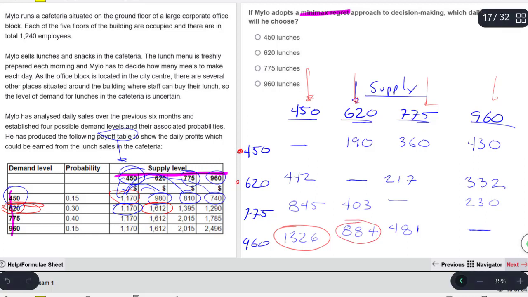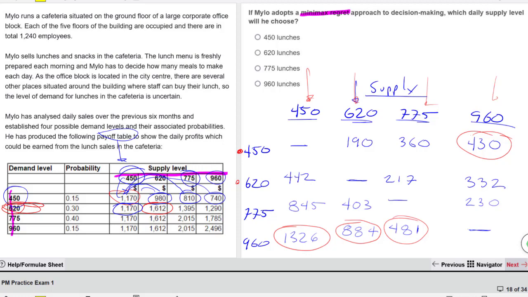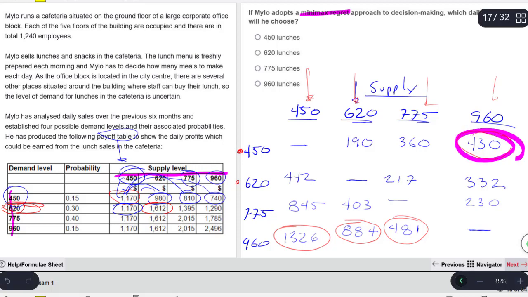Next would be 884, the biggest number in this column, 481, and 430. So I've identified the maximum regret under each decision, and I would like to minimize the maximum regret. The smallest regret is the 430. So if I would like to minimize my maximum regret, I'm going to produce the 960.